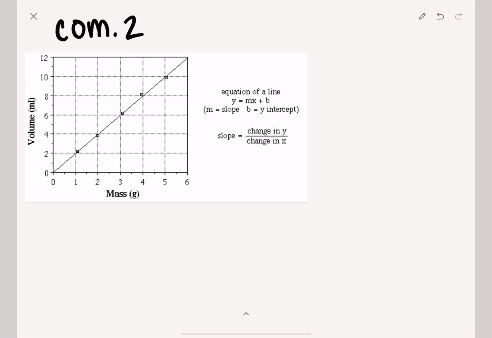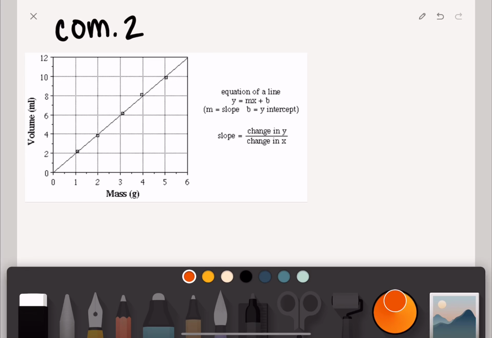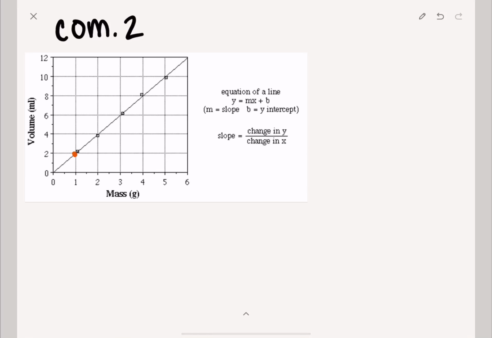To do that, I want to pick 2 points on my line of best fit. They do not have to be data points. They just have to be points on your line of best fit. So I'm going to pick 2 points where it seems like it crosses over. It's really easy to see where those points are. So this looks like it's at an intersection here, and this one looks like it's at an intersection here.